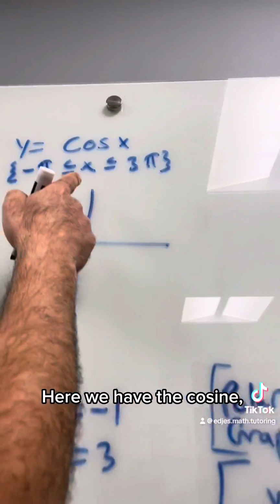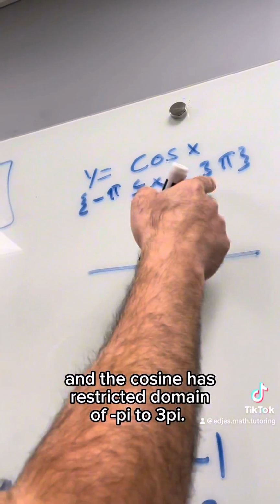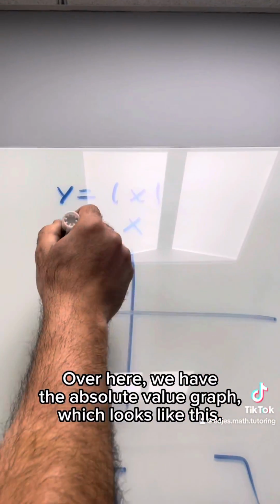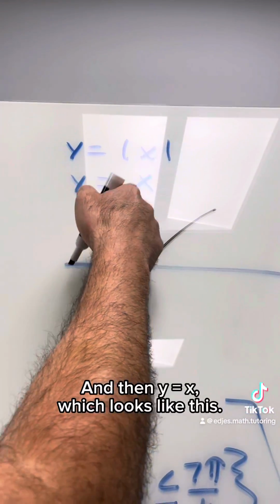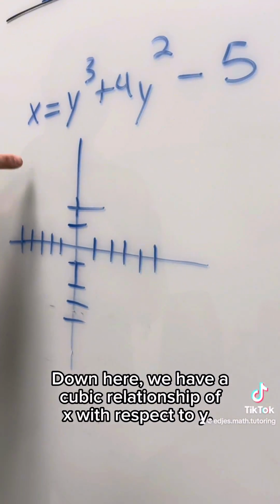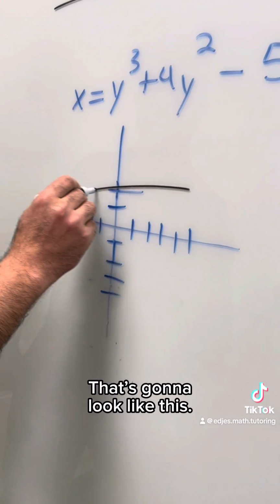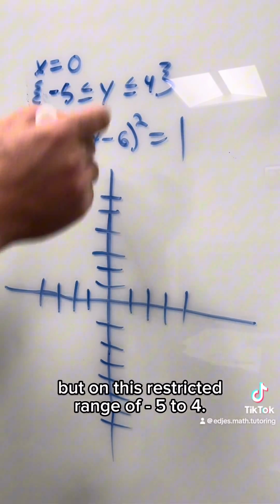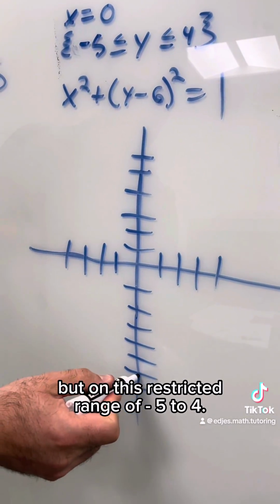Here we have the cosine, and the cosine has a restricted domain of -pi to 3 pi, which looks like this. Over here, we have the absolute value graph, which looks like this, and then y equals x, which looks like this. Down here, we have a cubic relationship of x with respect to y. That's going to look like this. Here we have the vertical line y equals 0, but on this restricted range of -5 to 4.